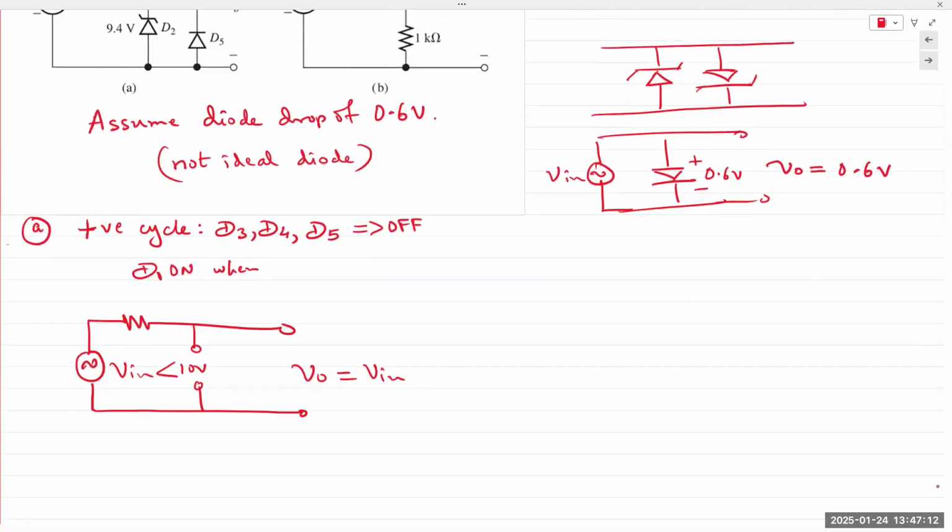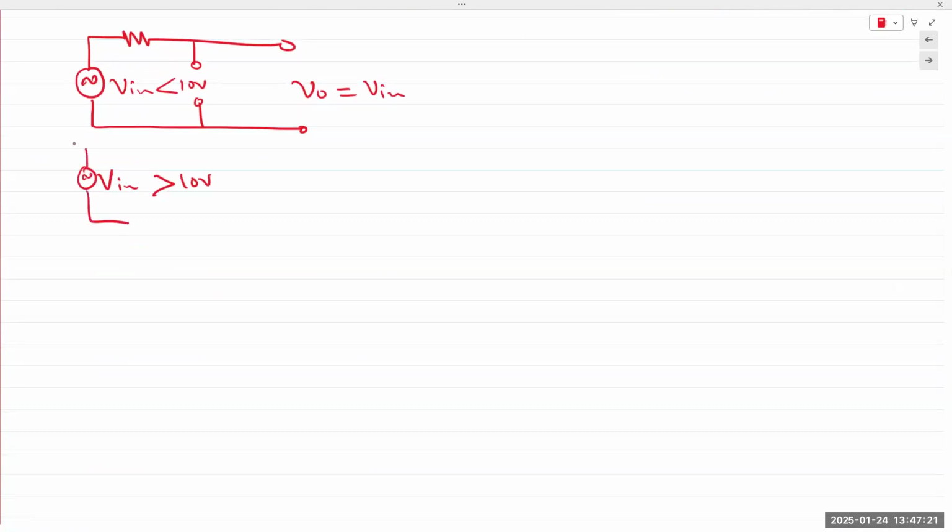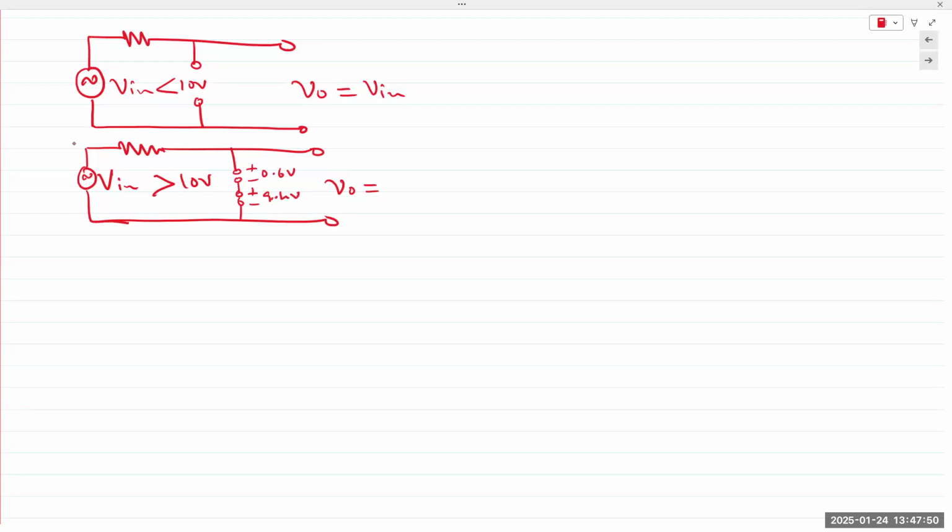So V out over V in, and then when V in is greater than 10 volts, sorry, I'm going to have to rush through this because I wanted to cover the transistor in a little bit. And then this becomes a short. So V out, actually not a short, sorry. It becomes a diode drop of plus 0.6 volts and plus 9.4 volts. So V out is a flat line of 10 volts, okay?